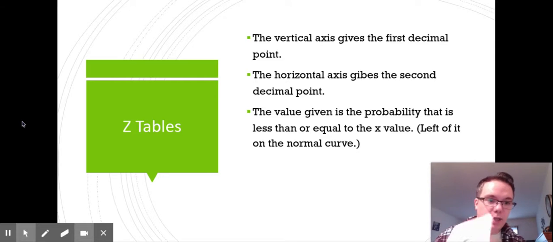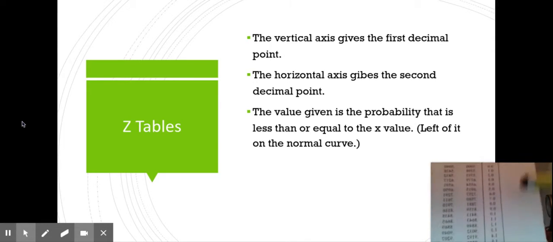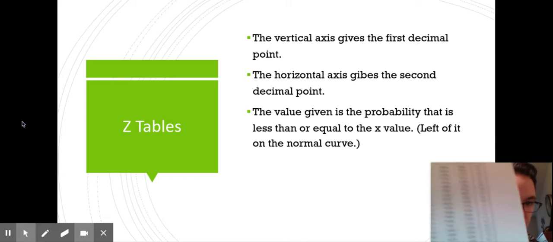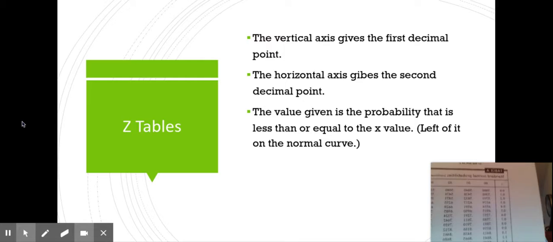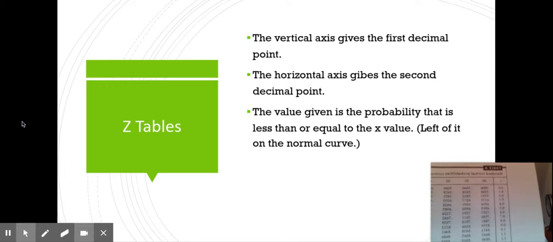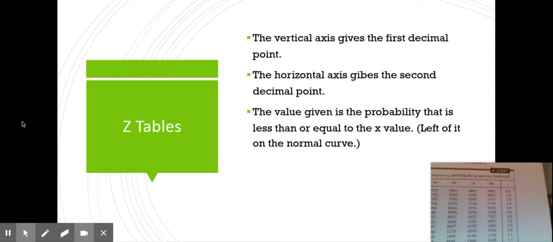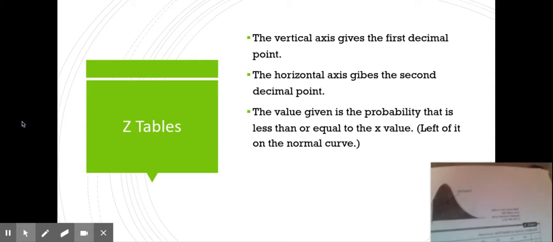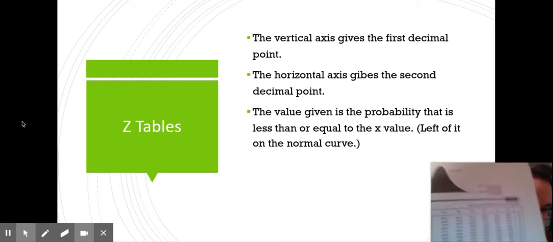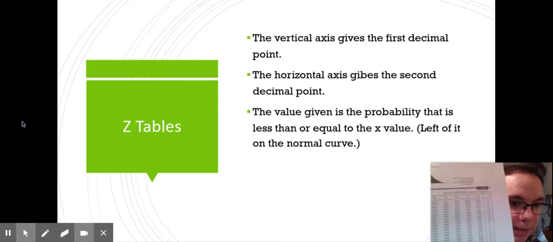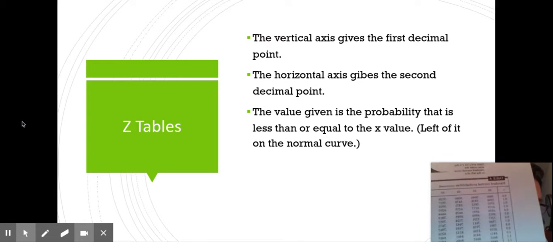All right, so I'm going to hold up the positive side of the z-table here. You can see on your y-axis, your vertical axis, you have all one decimal point. So we're going to have z-scores to 2 decimal points. So your first decimal is on the y-axis. And if you look at your x-axis, you have your second decimal point. So I'm going to go through an example on the next slide of exactly how to read this, but that is what we're going to do today.